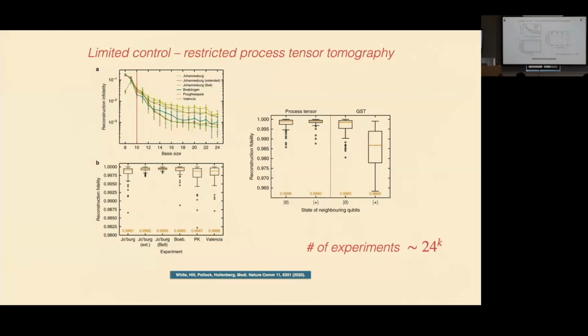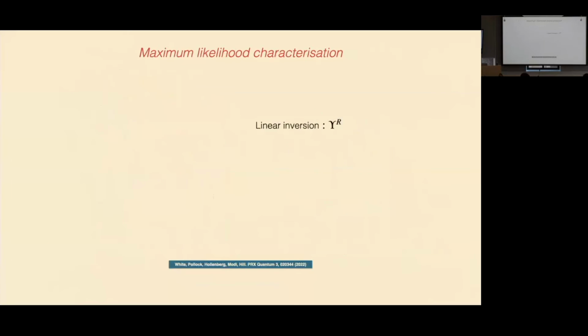Of course, it's not a fair comparison. GST is really doing something amazing. It's doing tomography in a self-consistent way. Process tensor tomography is not self-consistent. We'd like to combine the two. The number of experiments you need to do this is 24 to the power k, where k is the number of time steps. That's not great. So we'll deal with that.